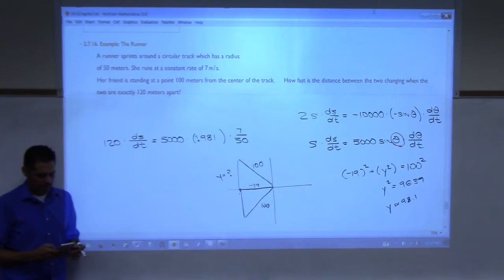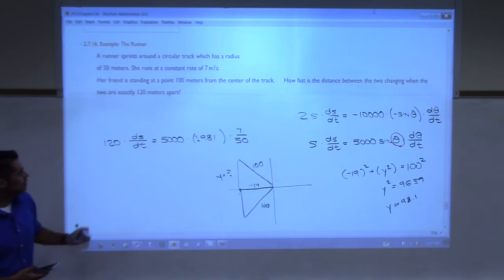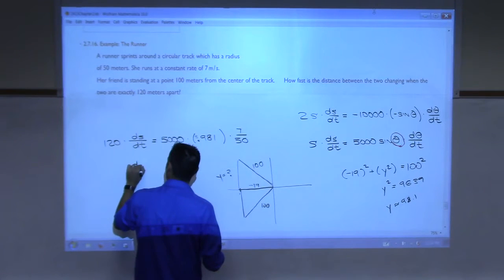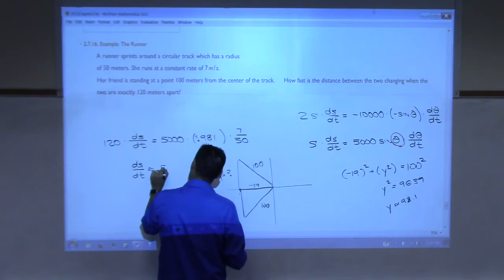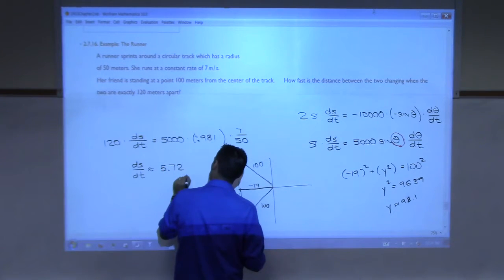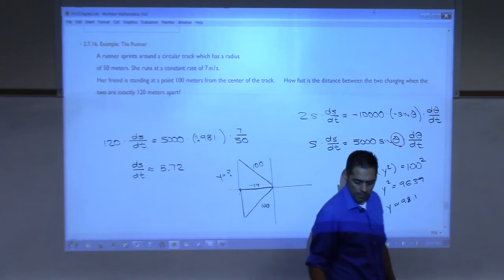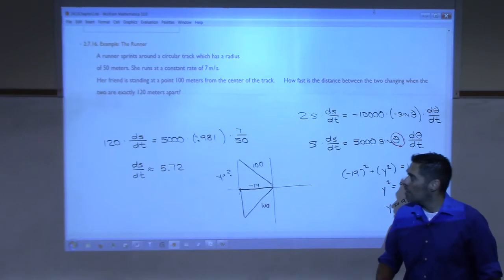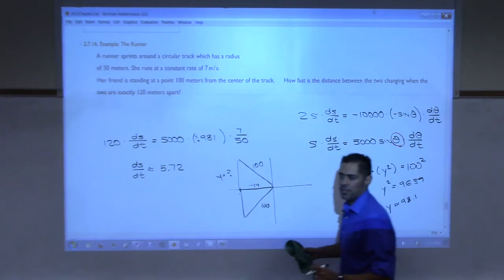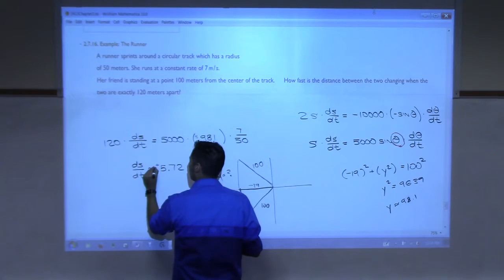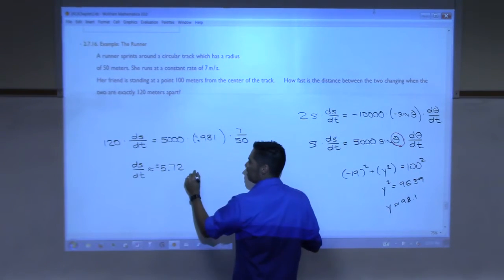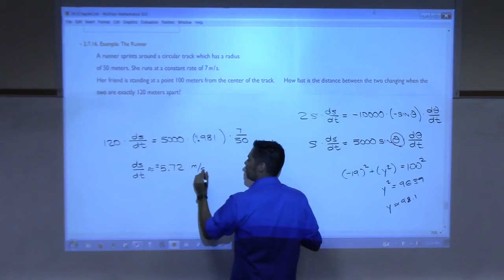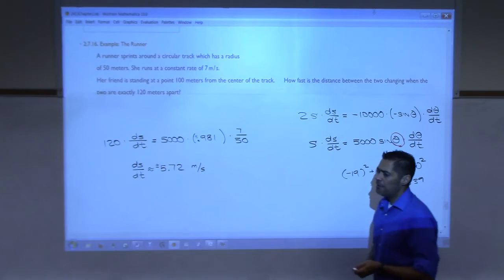See if anyone else gets it. If anyone else gets what I get. Am I the only one doing it? I'm getting 5.72 approximately. Yes, and then it'll turn out to be plus or minus, yes. And this is in meters per second. Now I feel good about that answer.